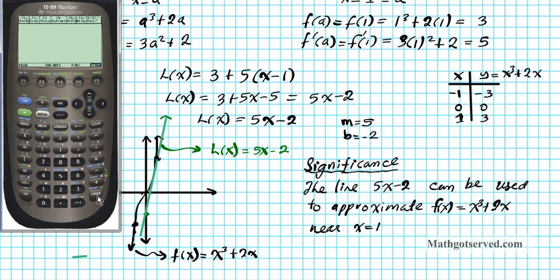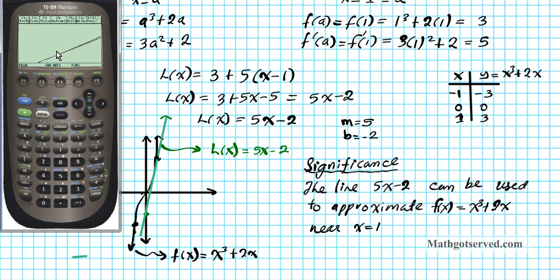Right there, enter. So the first thing to be graphed will be the cubic function f of x, graph. And then the next thing will be the tangent line. Okay? Now let's do a trace. F3 at x equals 1, enter. You see at x equals 1, they're almost exactly the same thing.